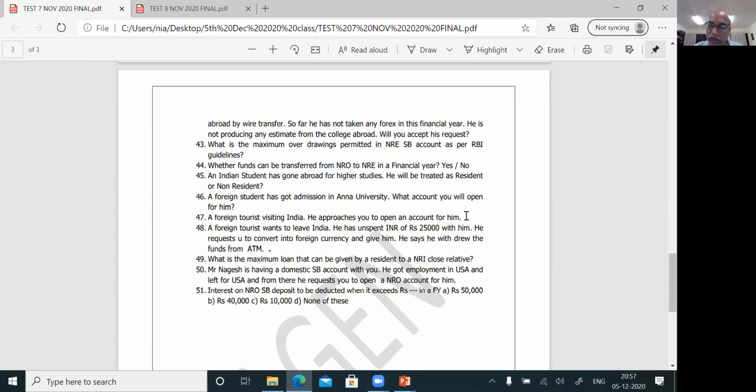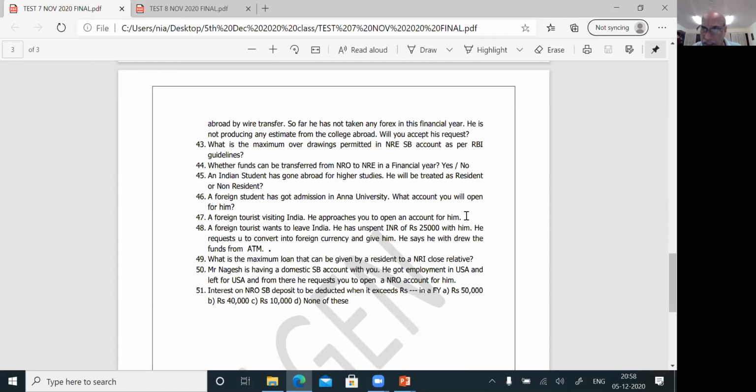Again, I repeat, a foreign tourist visiting India can open an NRO account, NROSB. The maximum period of the NROSB account is only 6 months. In that account, no local credits are permitted. The period of that account should be only 6 months, and local credit should not be permitted in that account.